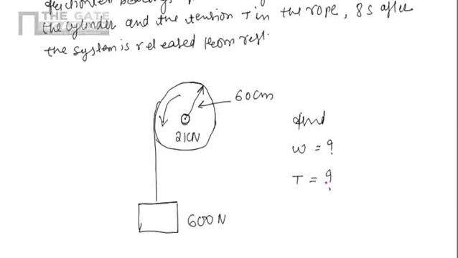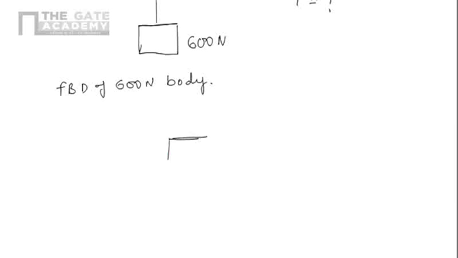So this problem is based on the impulse momentum principle. Let's draw the free body diagram of the 600 Newton mass. Here we have the load 600 Newton, which is weight, which will always act in the downward direction. Here there is a tension T, which is acting in the upward direction. And if we talk about the motion, the motion will be in the downward direction.